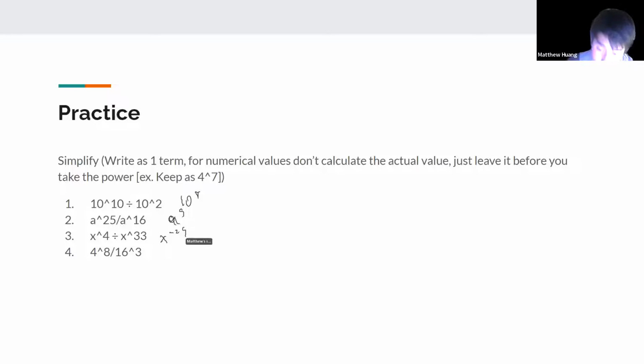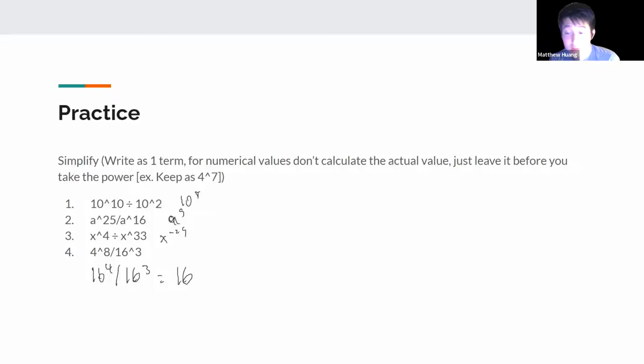And this last one is applying the same concept that you used in the previous problem. So to get 16 from 4, you just have to square 4, right? And when you square it, you have to halve the exponent. So this 4 to the power of 8 would have the same value as 16 to the power of 4. And then you divide it by 16 to the power of 3. It turns into just 16. Are there any questions? All right, if not, let's move on.